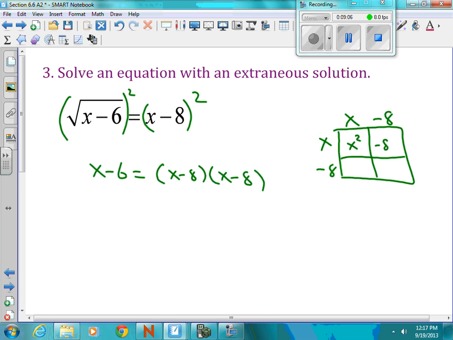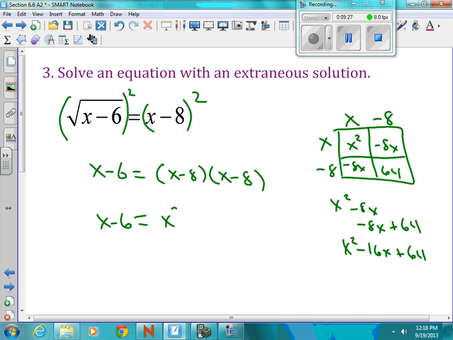We get x squared minus 8x minus 8x plus 64. We end up with x squared minus 16x plus 64. So we'll work on the side here, and we're going to substitute that for the x minus 8 times x minus 8 into our equation.